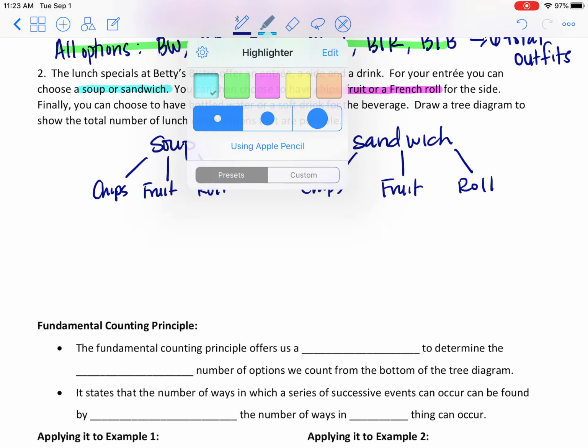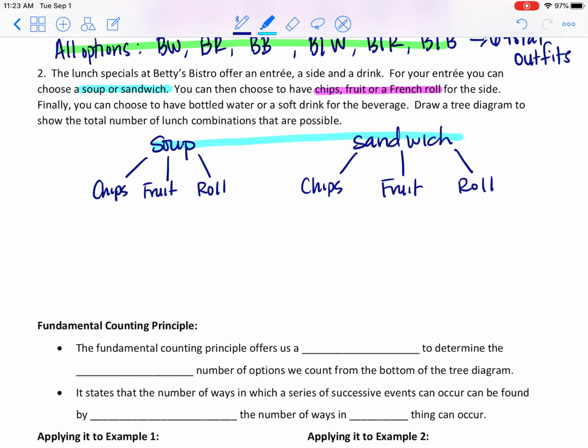Again, tier 1 was choose your soup or sandwich. Tier 2 was, after you've chosen your soup or sandwich, choose your side. And now we're going to go with the third tier. Okay, the third tier is choose to have bottled water or a soft drink for your beverage.